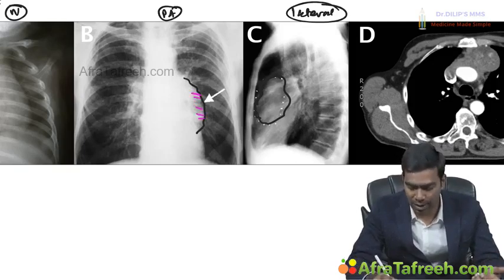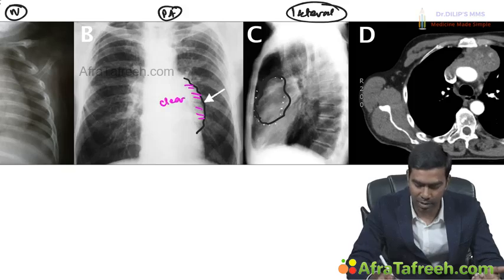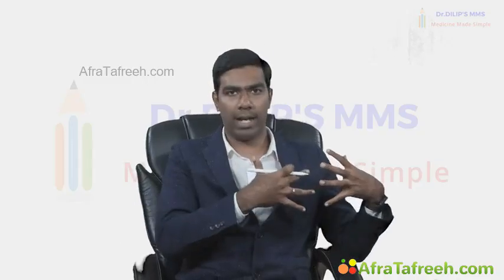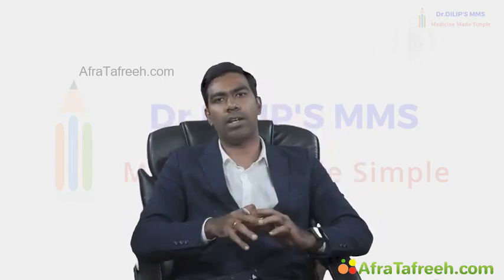You can see the vascular markings are very clear. Clear vascular markings. That is very important, because being an anterior mediastinal mass, it grows over the hilum and does not push the hilum. So since it grows over the hilum, behind the mass you can see the vascular marking, especially the pulmonary artery, very clearly.